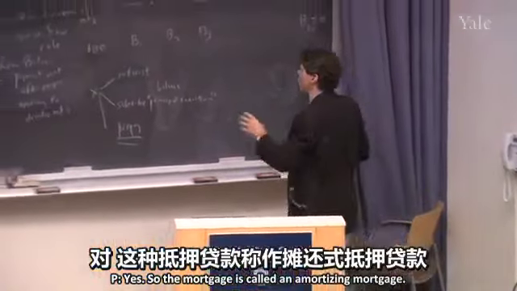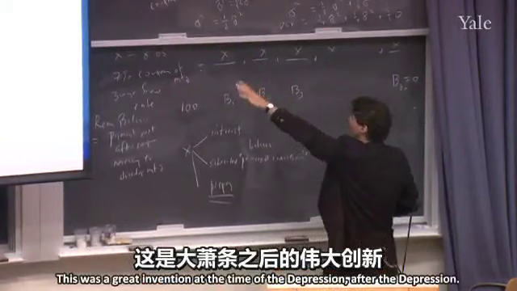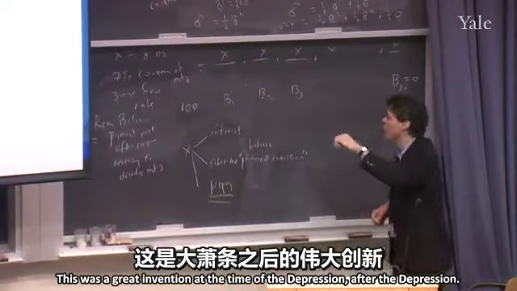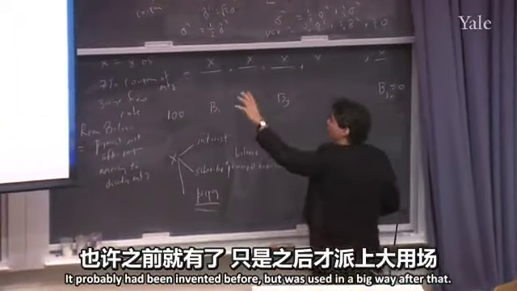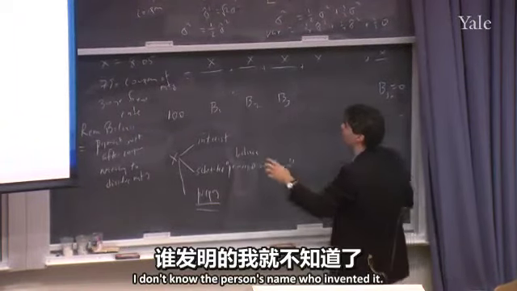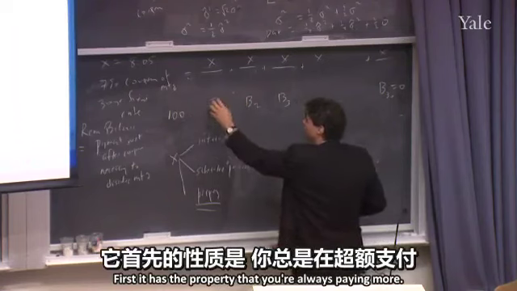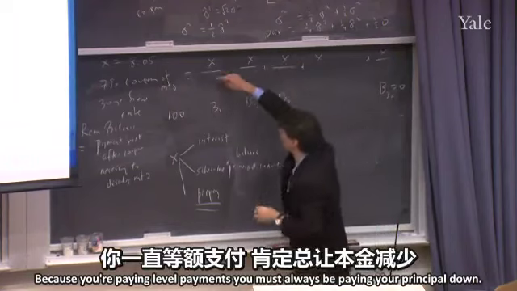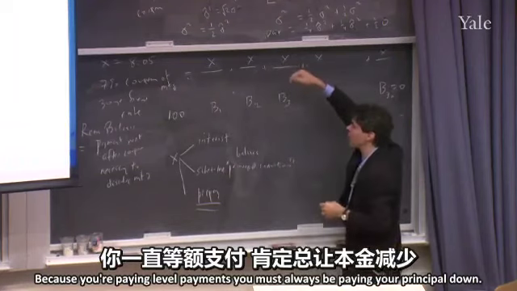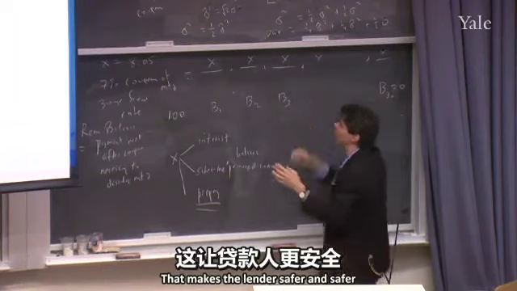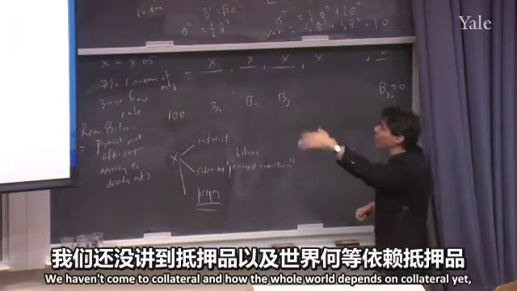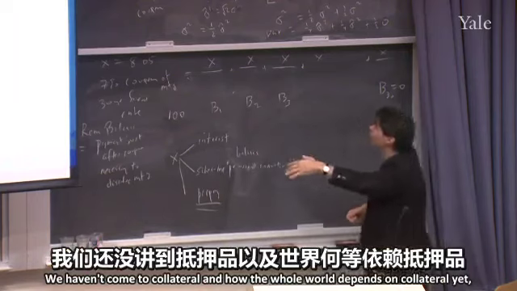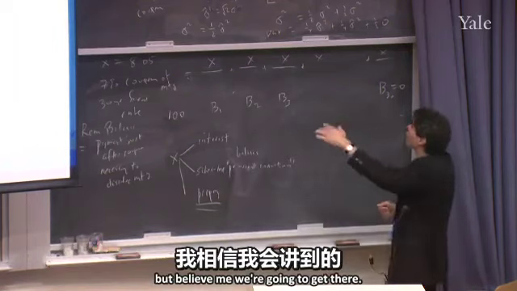Yes. So the mortgage is called an amortizing mortgage. This was a great invention, you know, at the time of the Depression, after the Depression. It probably had been invented before, but was used in a big way after that. I don't know the person's name who invented it. And it has the property that you're always paying more, because you're paying level payments. You must always be paying your principal down. That makes the lender safer and safer, because it's the same house protecting his loan as collateral. We haven't come to collateral and how the whole world depends on collateral yet, but we're going to get there.